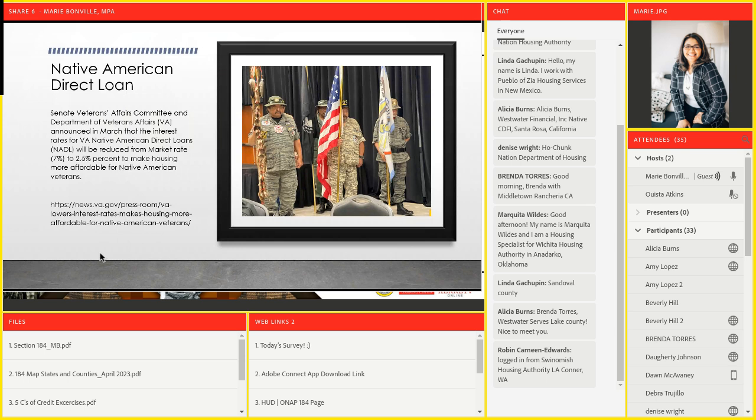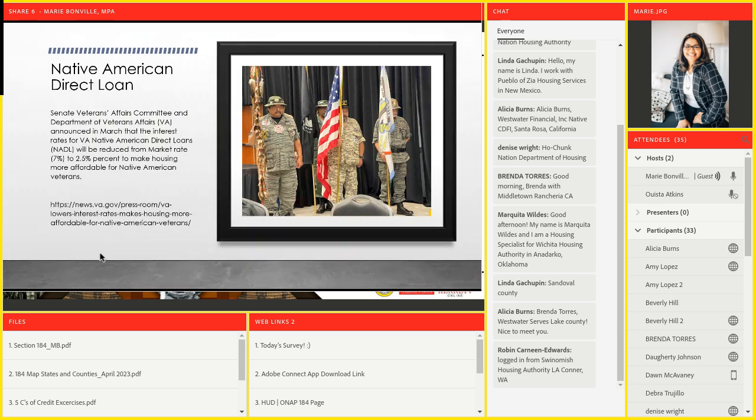The individual doesn't have to have a down payment. It's a 100% loan. In the case of the Native American Direct Loan, it hasn't performed as much as it should have in terms of servicing Native veterans. So to make it more affordable for Native veterans, it was tied to the market rate.